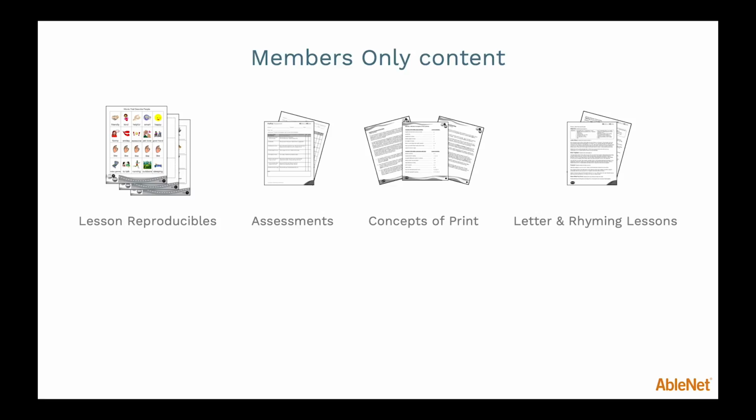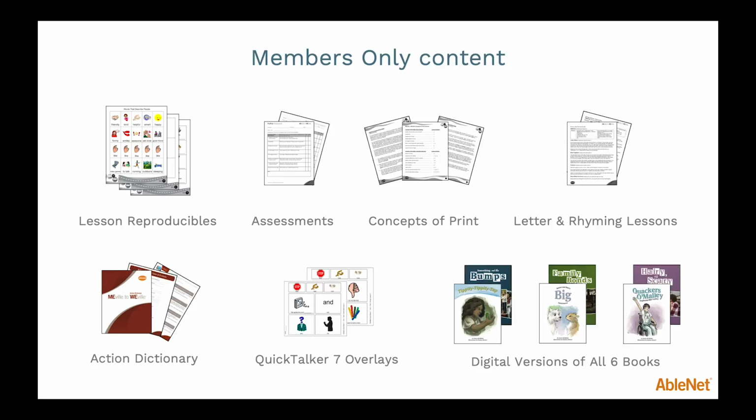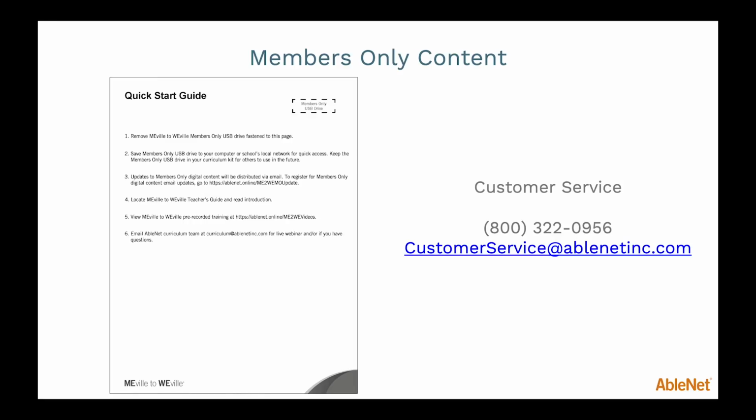Other members-only content include the Action Dictionary, the Quick Talker 7 overlays for every lesson, and digital versions of the 6 literature books. The first step in the implementation process is to locate your members-only digital content USB drive. If you have not done so, please refer to the Quick Start guide that is located within your shipped content kit box, as the USB drive will be attached. If you do not have a members-only USB drive, you can contact customer service for access. Give yourself some time after viewing this webinar to become familiar with these important resources on the members-only USB drive, as they will be helpful during the implementation process.